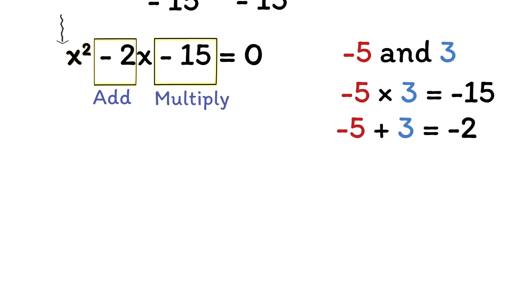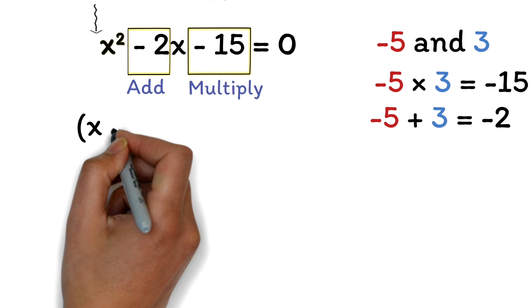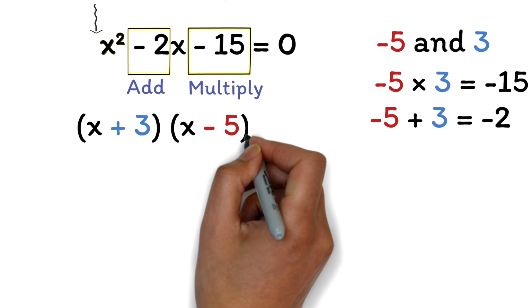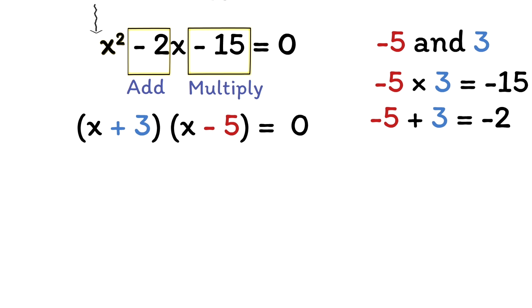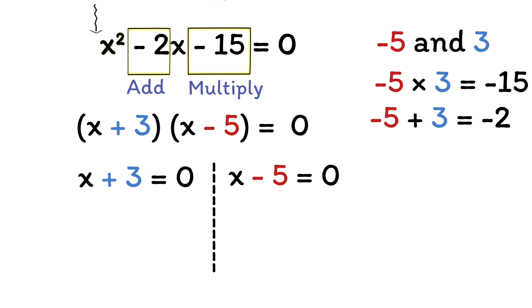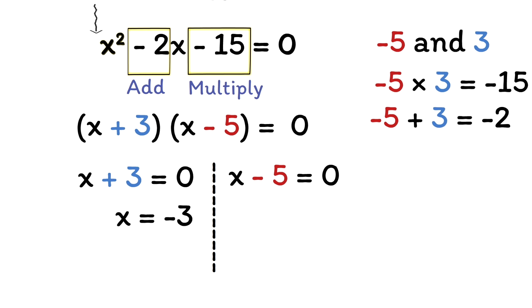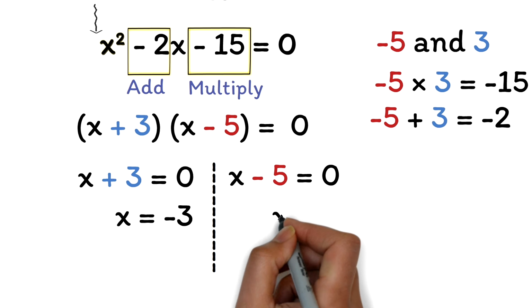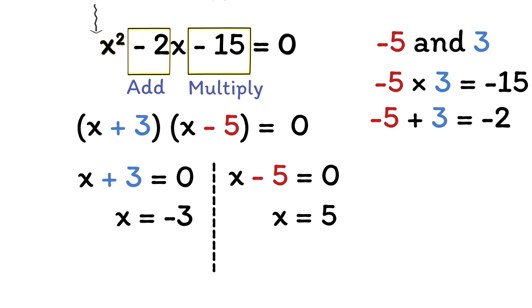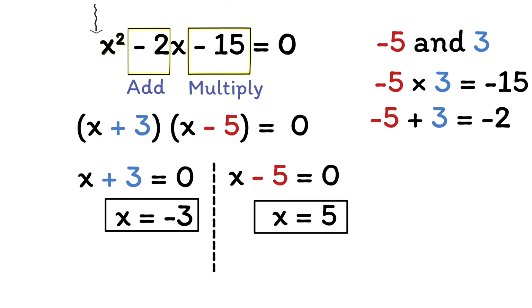So we factor the equation as x plus 3 times x minus 5 equals 0. Next, we set each factor equal to 0. First, solve x plus 3 equals 0. That gives us x equals negative 3. Next, solve x minus 5 equals 0. That gives us x equals 5. Therefore, our final answers are x equals negative 3 or x equals 5.